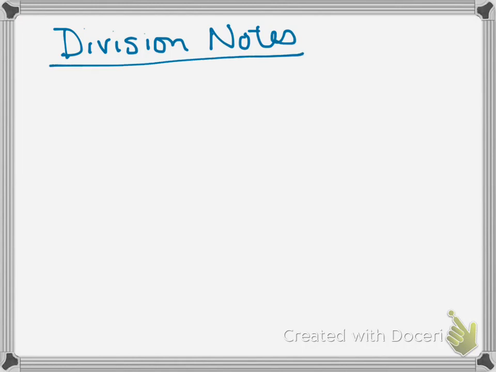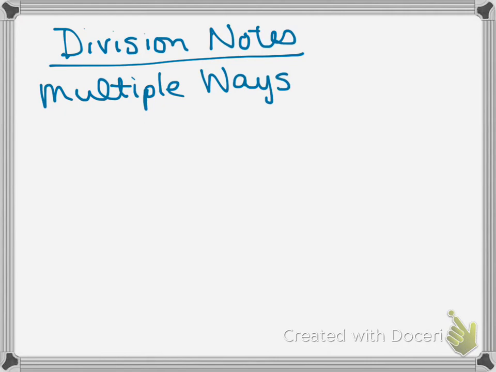Tonight we're going to talk about division. So we're going to take some notes, and tomorrow we're going to practice this. And I want you to make the relationship that we can show division in multiple ways. So one way we can show division, let's write this: multiple ways to represent division.